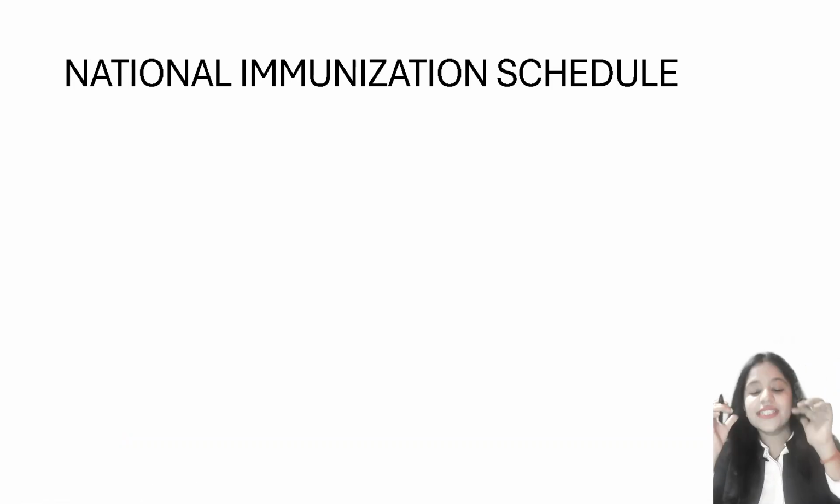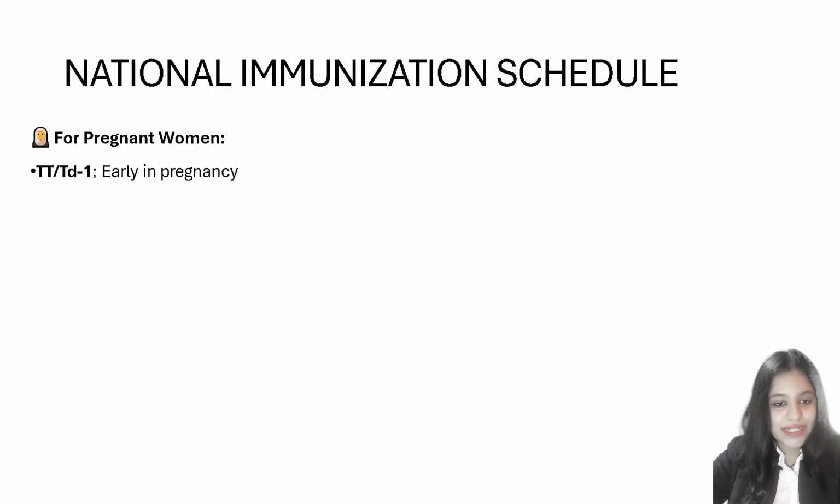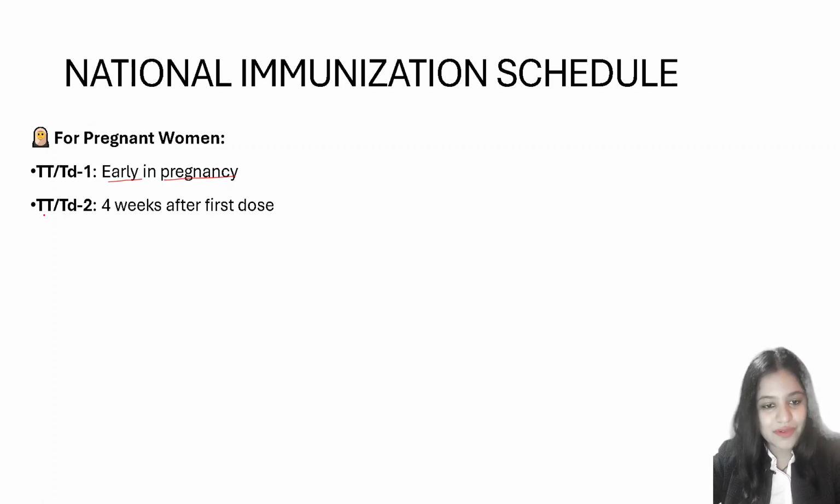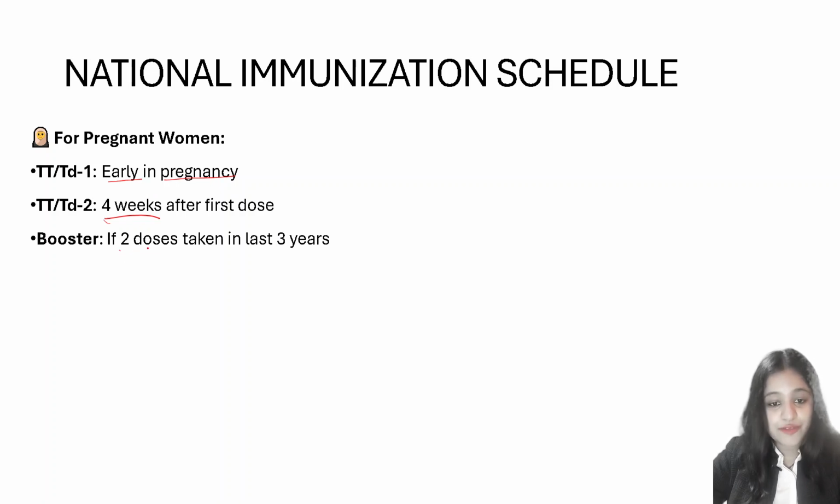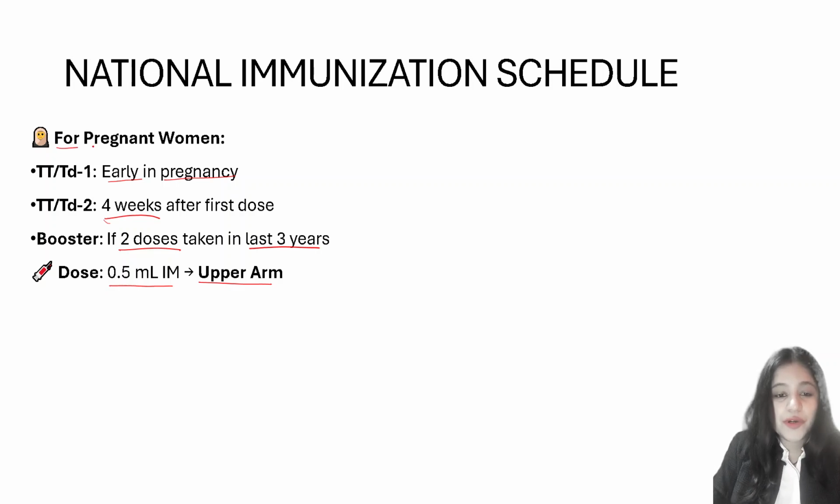Let's see the national immunization schedule. I have divided your national immunization schedule according to the group of people who are getting it. We'll start with the first group, pregnant women. There is TT or Td, first dose early in pregnancy. That is adult tetanus toxoid, which can be combined with adult diphtheria toxoid. Then the second dose of adult tetanus toxoid, combined with adult diphtheria toxoid, is given 4 weeks after the first dose. Boosters, if 2 doses have been taken in the last 3 years. It is 0.5 ml intramuscular in the upper arm. This is for your pregnant women.